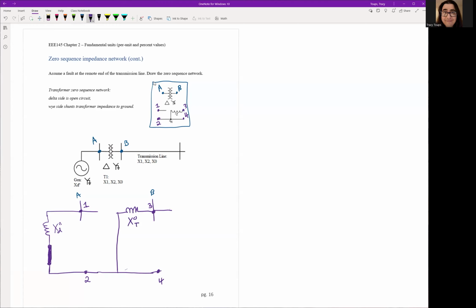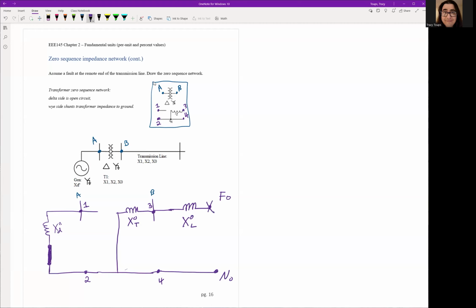Our transmission line is going to be next. We're going to put in the reactance of the transmission line. This is going to be X0L because it's zero sequence. On the neutral wire, we're going to keep on going till we hit the end of the network. So at the end of the network right here, we're going to have a fault point. We're going to call this F0, and then we're going to have a neutral point down here, N0, for the fault current to flow through.